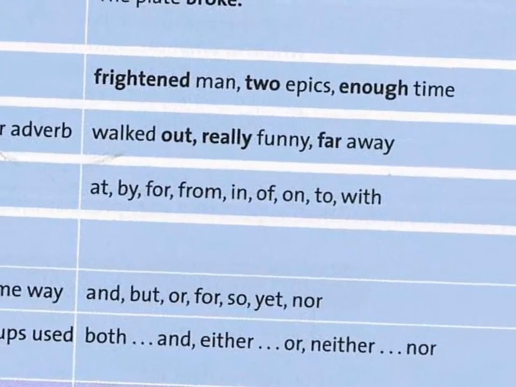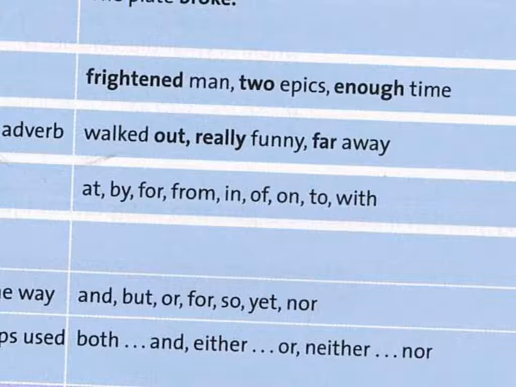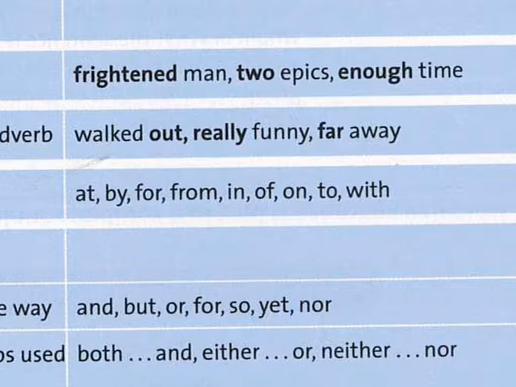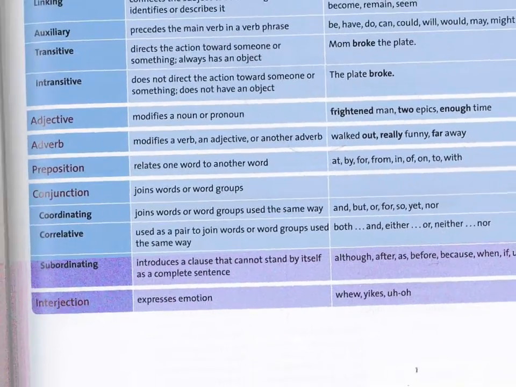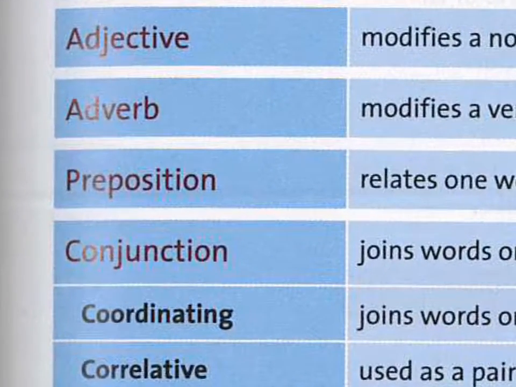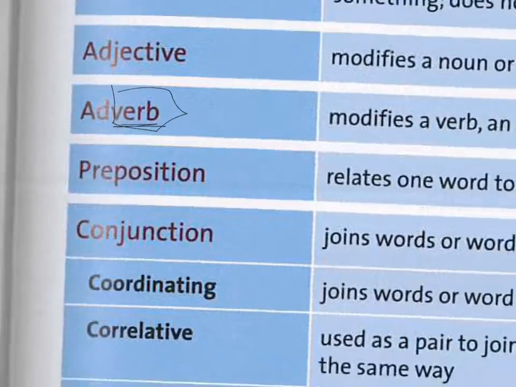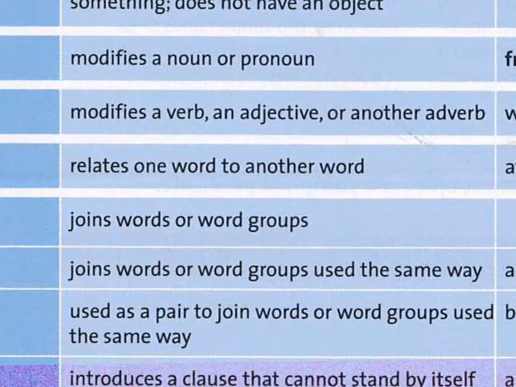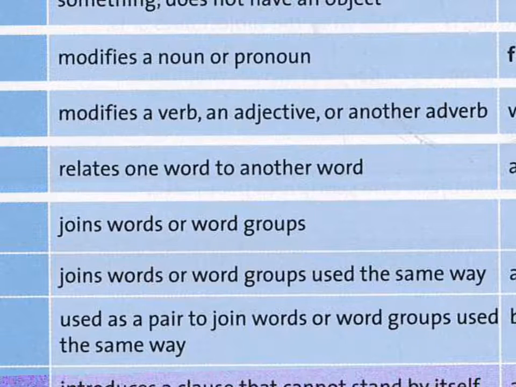So, he is a man, he is a frightened man. Two epochs, enough time. How many epochs? How much time? So adjectives modify a noun or pronoun. Adverb, there's your clue. Adverb modifies a verb, an adjective, or another adverb. So an adverb modifies a verb, an adjective, or another adverb.